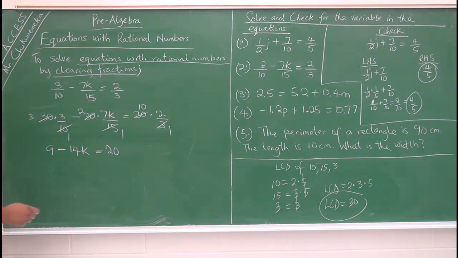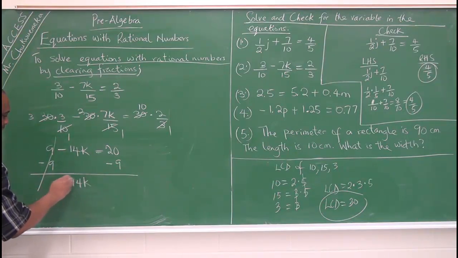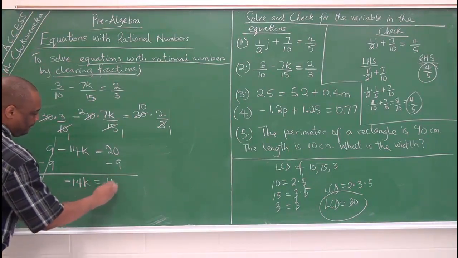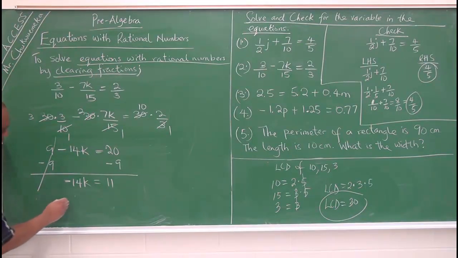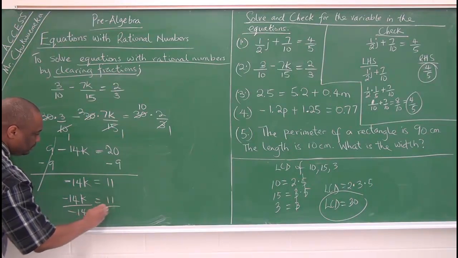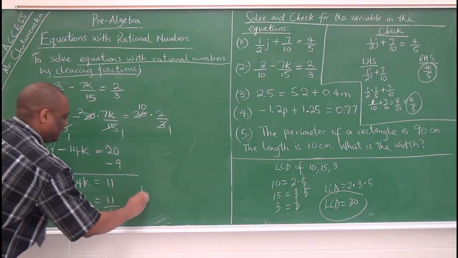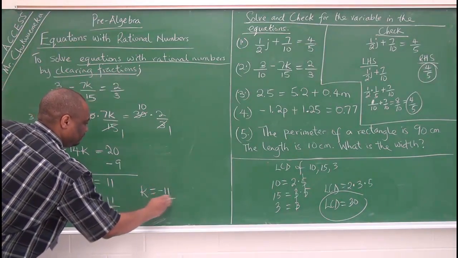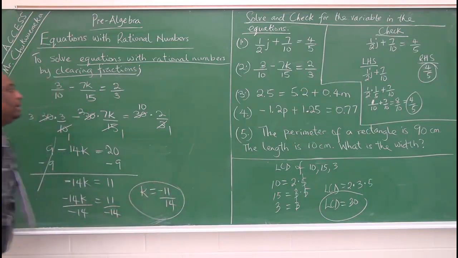Then, what do we do here? If we solve the equation, we can subtract 9 from both sides, right? So this goes, and you have negative 14k equal to 20 minus 9, which is 11. And then you divide both sides by negative 14. So that gives us that k is equal to negative 11 over 14. Our k becomes negative 11 over 14.